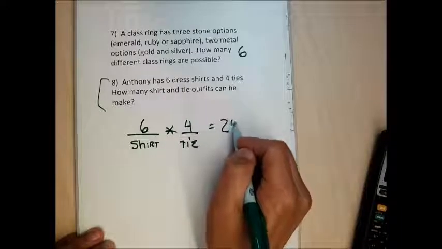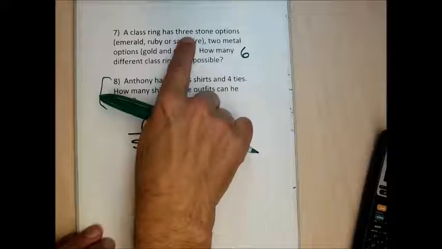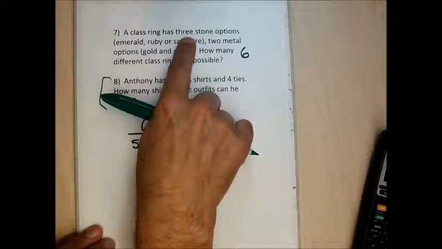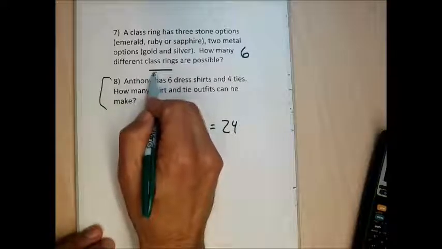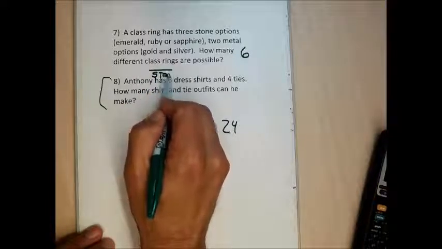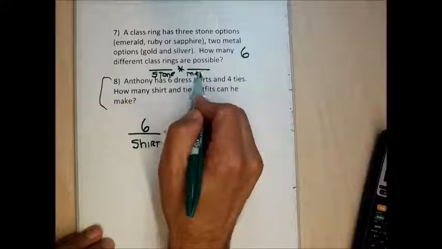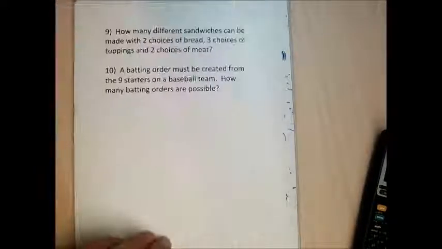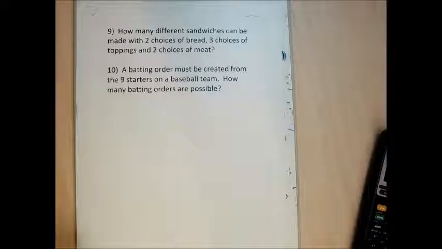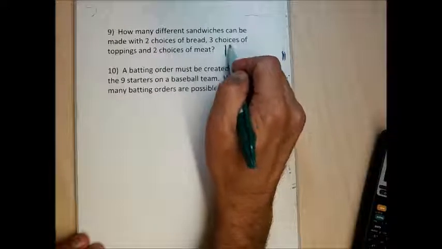My answer is going to be 24. You're going to do something very similar when you go to set your problem 7 up. It talks about a class ring having 3 stone options and 2 metal options. So your experiment 1 is going to be to pick a stone. Your experiment 2 is going to be to pick a metal. You're going to put numbers above and multiply them out, and that should be 6. So your problem 9, if you want to give it a go, I came out with 12 for an answer.